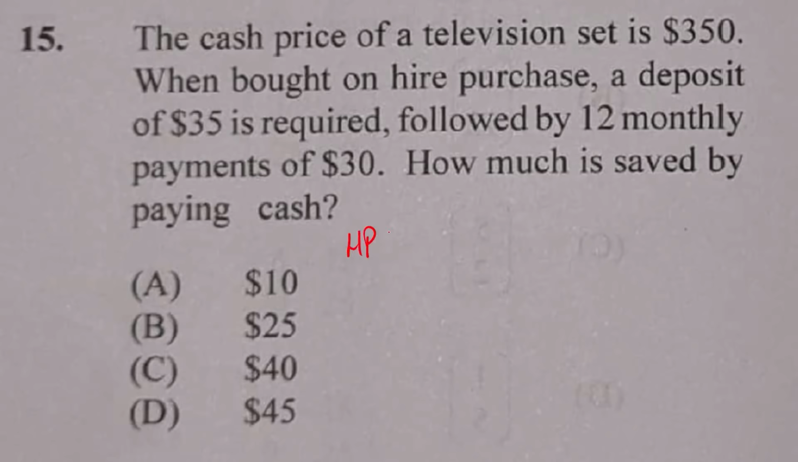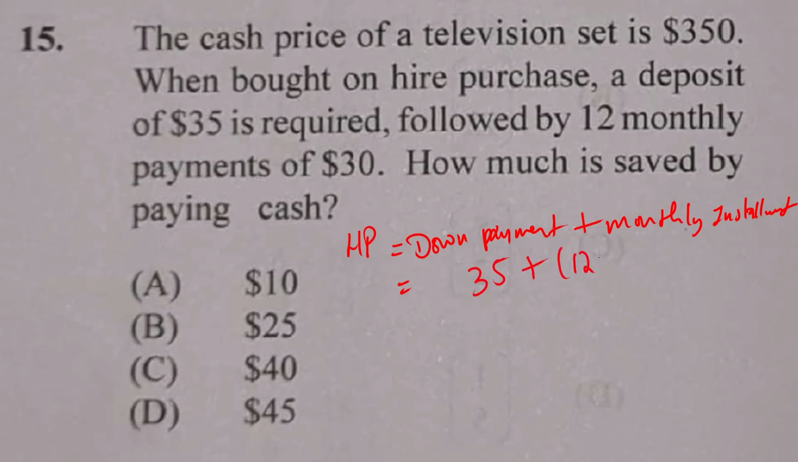Let's calculate the hire purchase first, and then we can tell how much we save after. So the hire purchase is normally a down payment plus the monthly installments. I can't bother writing all of the word installments, it's lazy for me. So what's the down payment? The down payment, or deposit, is $35, plus the monthly payments.